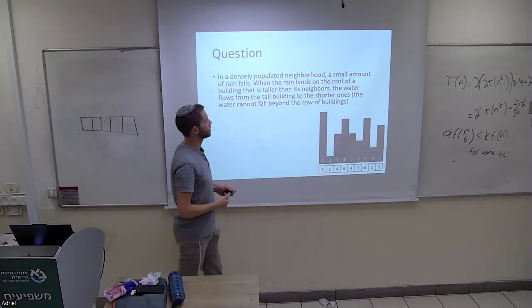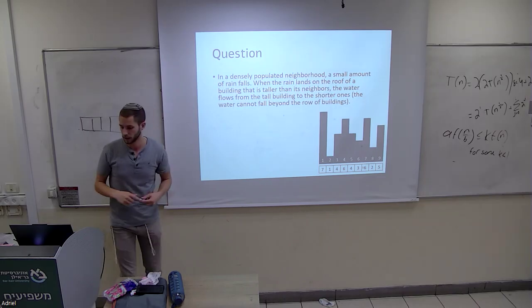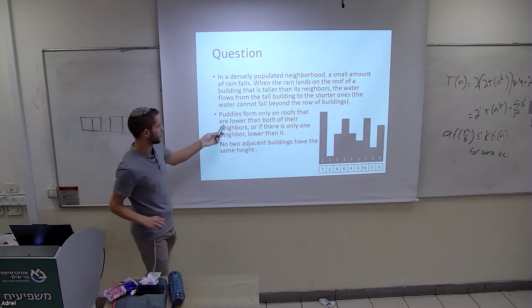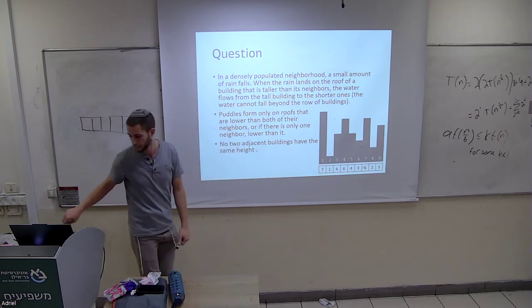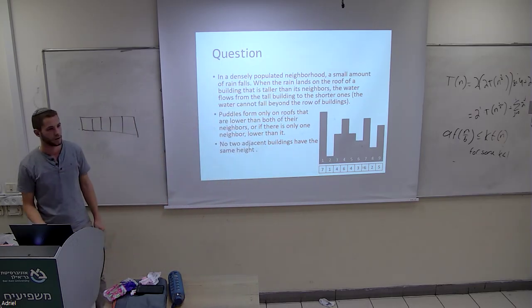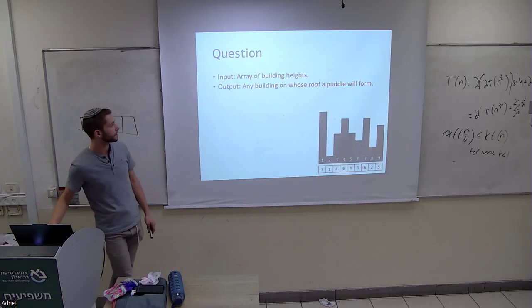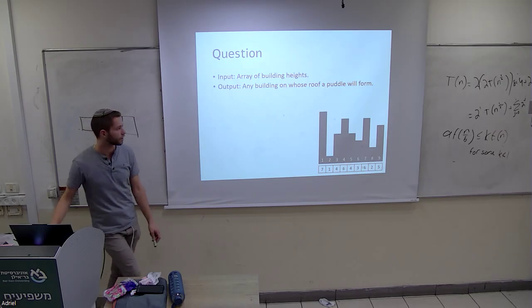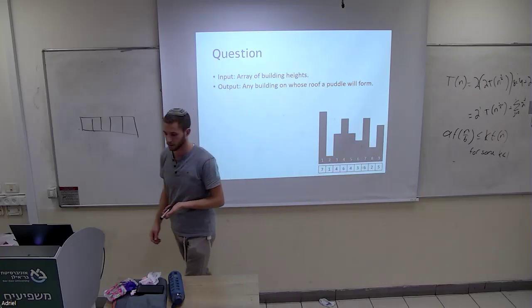We want to find a place where, here I'll show you the input and the output. Puddles only form on roofs that are lower than both of their neighbors. So here there would be a puddle. Okay? So this is our question. The input is the array of building heights, and the output is any building on whose roof a puddle will form. We can choose any one. We can return this one, this one, this one, it doesn't matter. We have to return one of them.